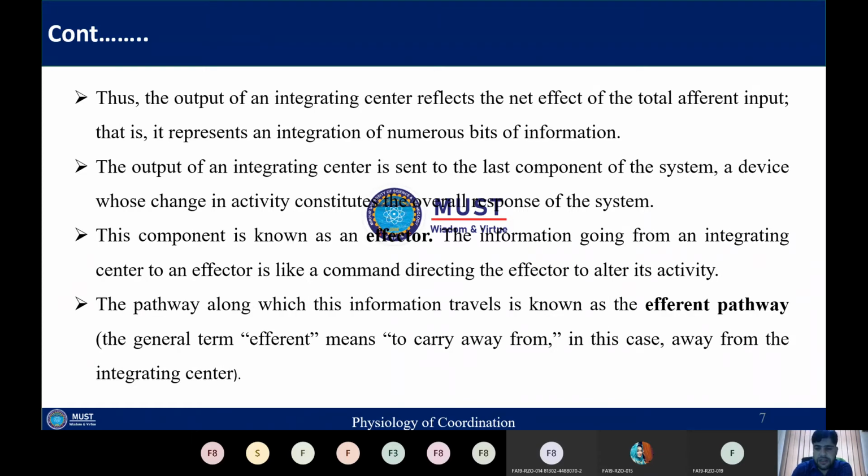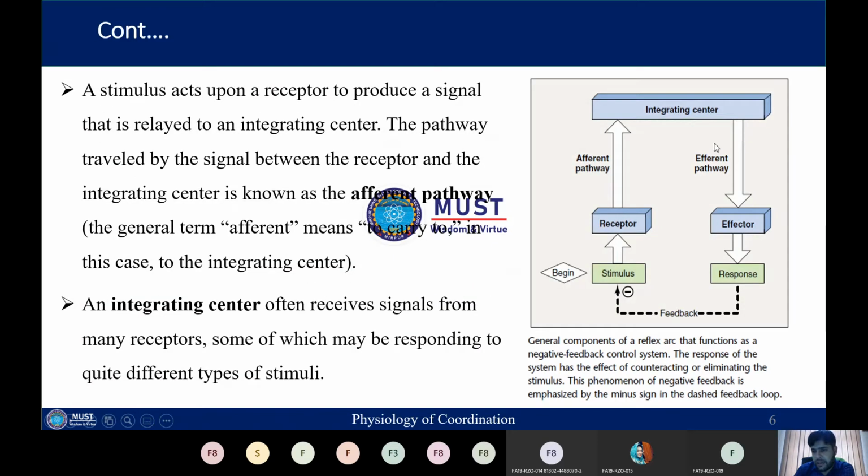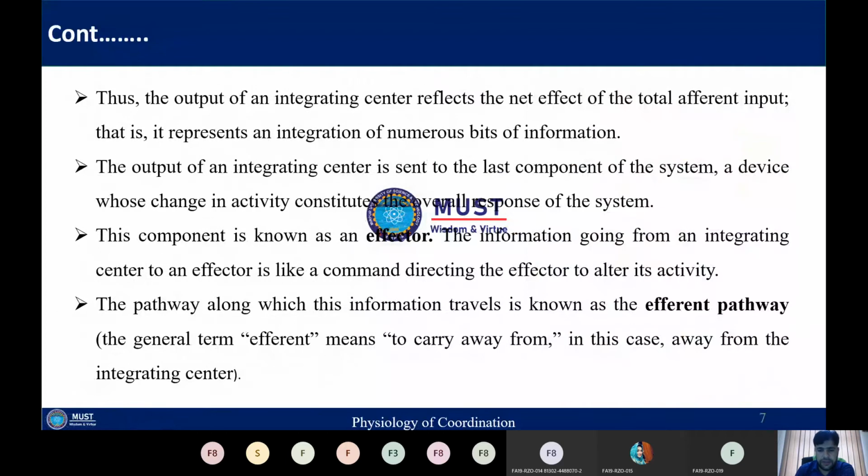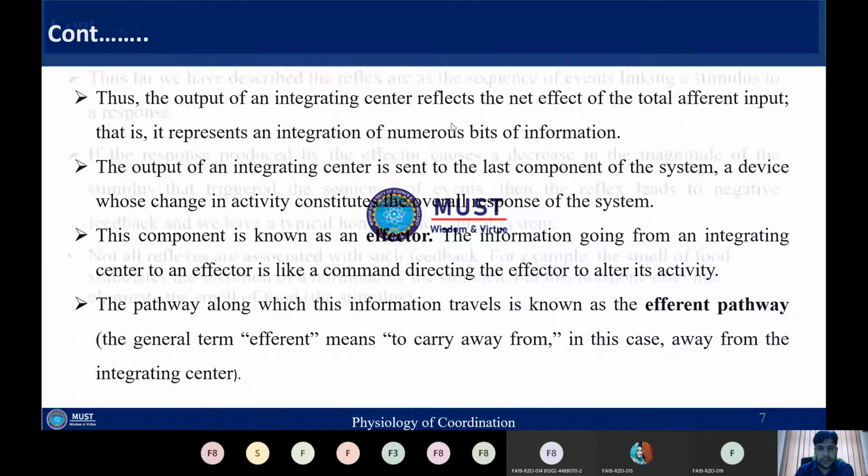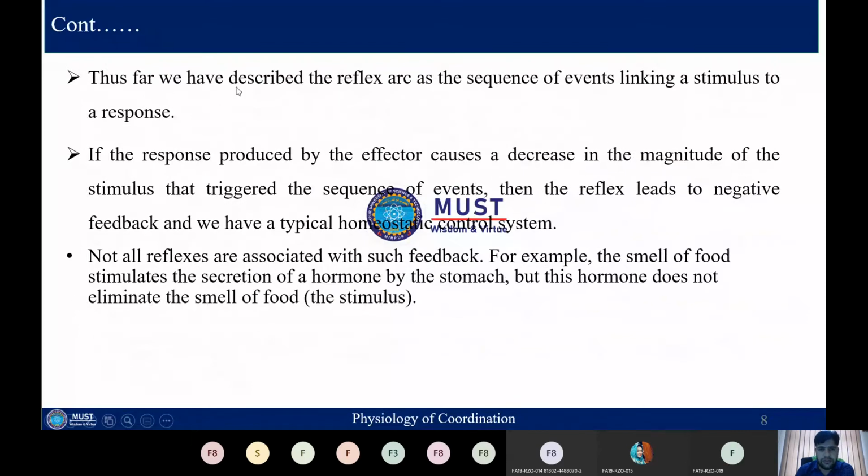The pathway along which this information travels is called the efferent pathway. As we have discussed, from the integrating center the information is relayed to the effectors, and the pathway by which the information travels from the integrating center to our effector will be called the efferent pathway. Efferent means to carry away. So that's how you can differentiate between afferent, meaning towards, and efferent, meaning away. The information in this case is going away from the integrating center.